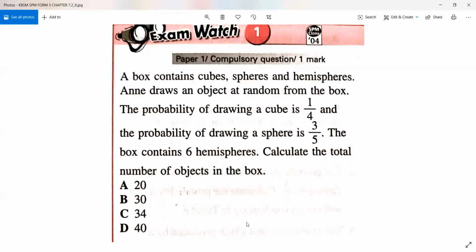Next. A box contains cubes, spheres, and hemispheres, and an object is drawn at random from the box. The probability of drawing a cube is 1 over 4, and the probability of drawing a sphere is 3 over 5. So we have two probabilities already, cube and sphere, but we don't have hemisphere. The question gives us that the box contains 6 hemispheres. Calculate the total number of objects in the box.